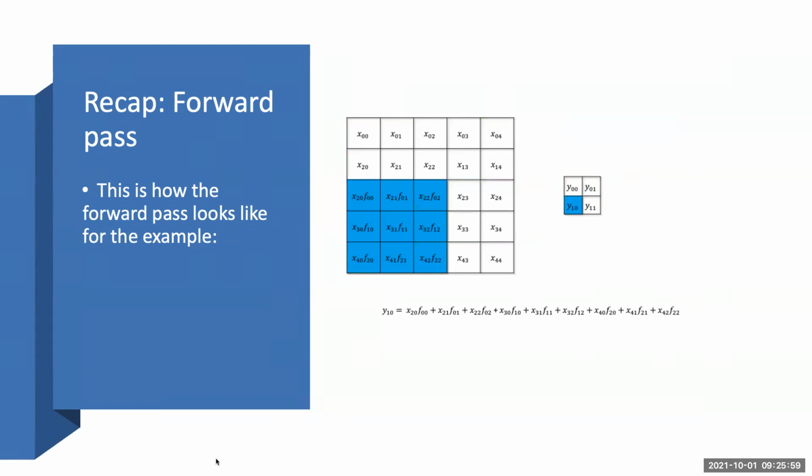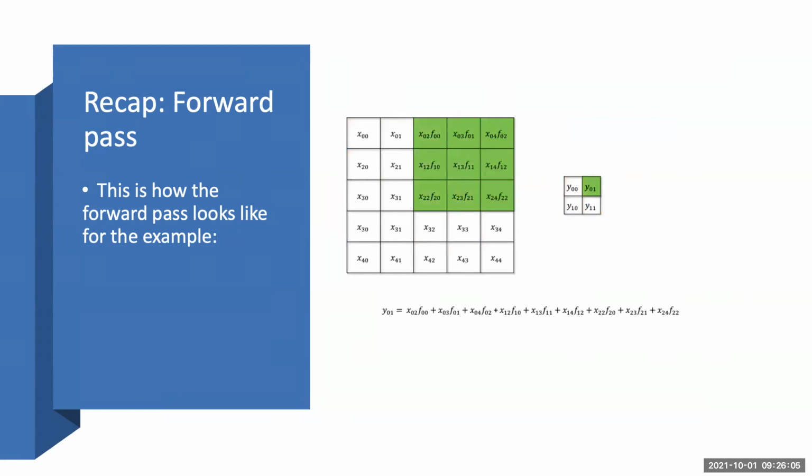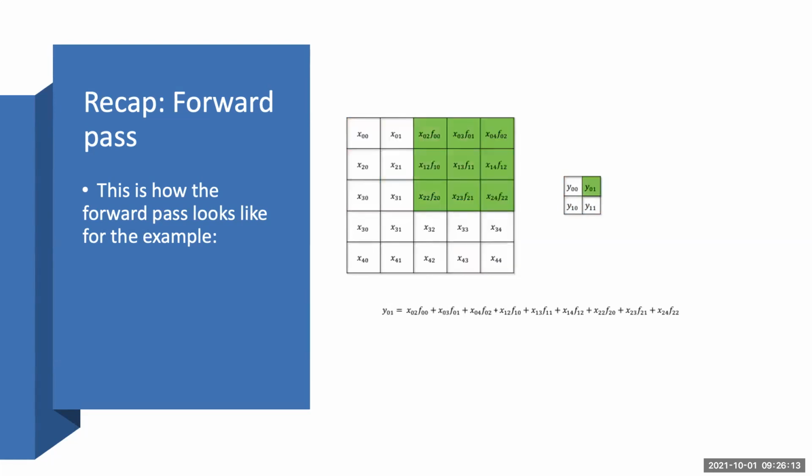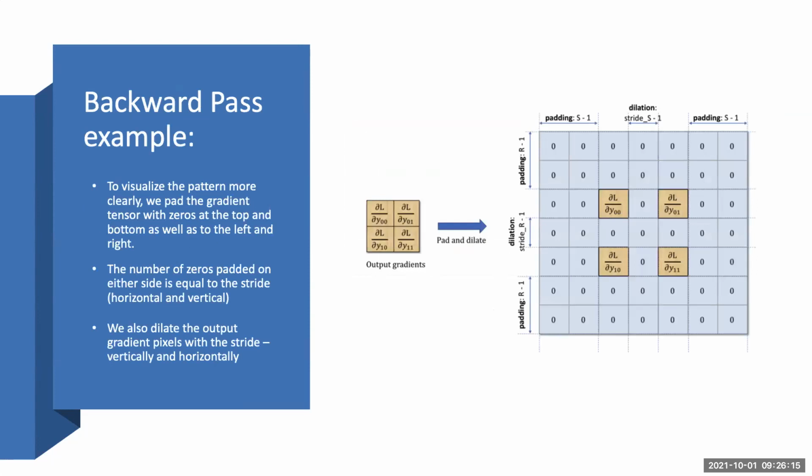So we just can't perform the same operation we performed when we had a stride of one, because we wouldn't get the exact input size back. So what do we do in this case? That's our dilemma, right? That's when padding and dilation comes in.